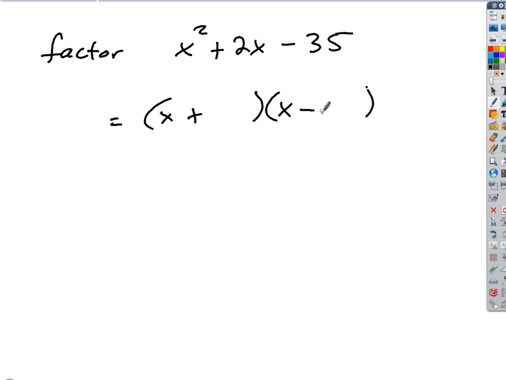Okay, the two numbers. Now I'm gonna kind of pick on people here a little bit. The two numbers have to multiply, Amber, to what number? Negative 35. Good. And they have to add to positive 2. And Amber, you were gonna tell me what they were. It's 7 and negative 5. 7 and negative 5, and we're done.